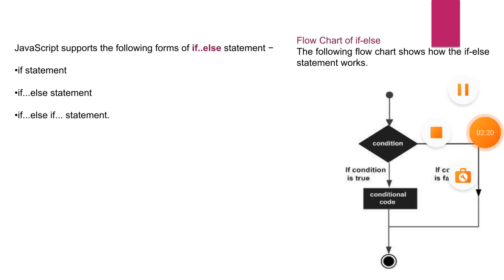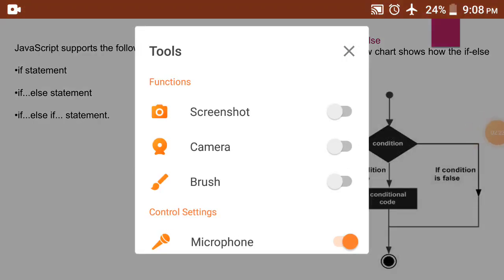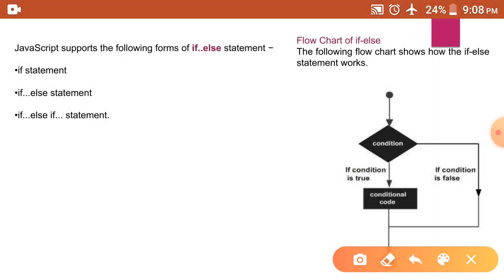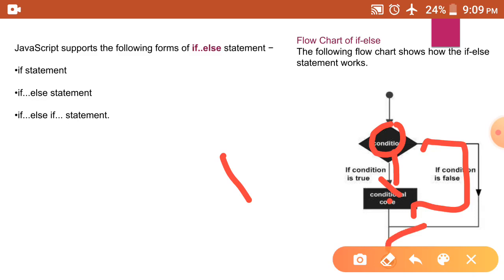If this condition is true, the true block will be executed. If the condition is false, automatically the false block is executed. So if this condition is true, directly it will come and the true block will be executed. And if this condition is false, then automatically the false block will be executed, and it comes out of the statement.